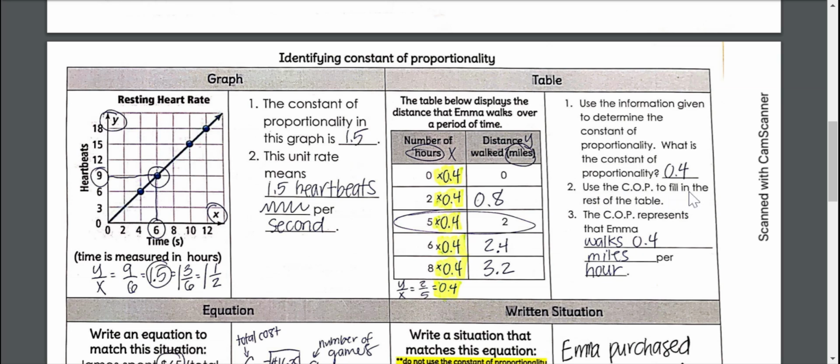Use the constant of proportionality to fill in the rest of the table. Well, once I knew that my constant of proportionality was 0.4, I multiplied all my x values by that in order to get the y values. The constant of proportionality represents that Emma walks 0.4 miles per hour. So if I had 1 hour over here, my distance walked in miles would be 0.4, which is my constant of proportionality.